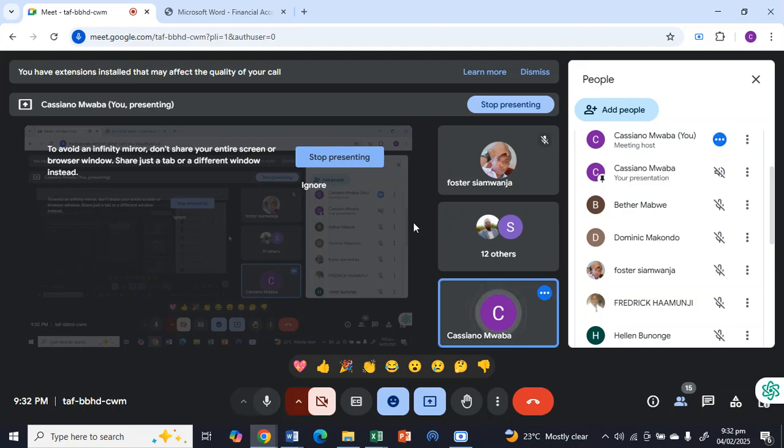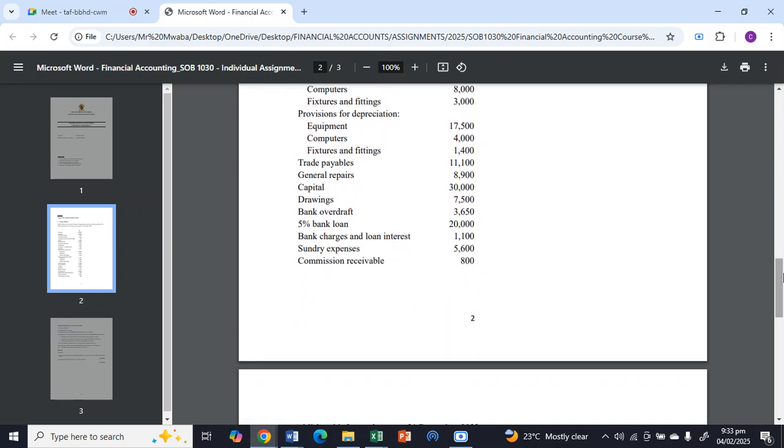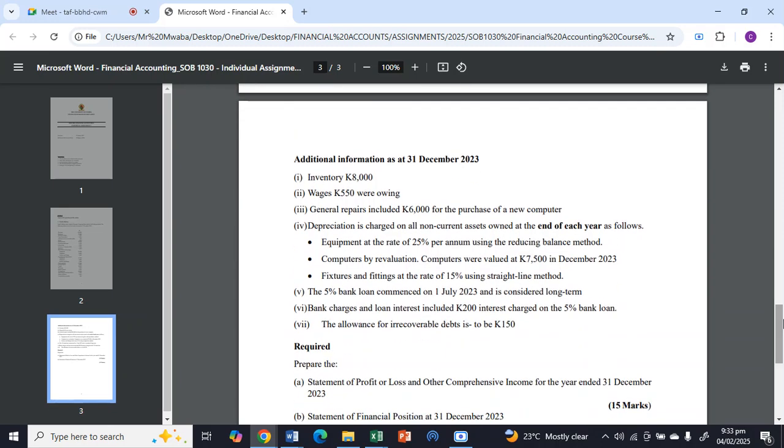But take note, if you just see commission received, not receivable, but commission received, that one is just going to go on the income statement. Okay. Any questions? If you see commission received, that's going to go to the income statement.